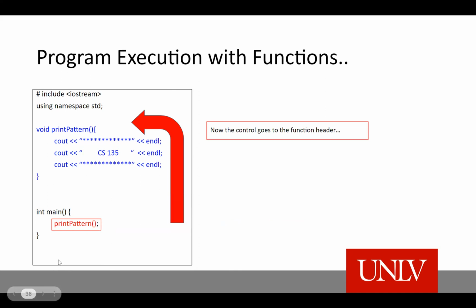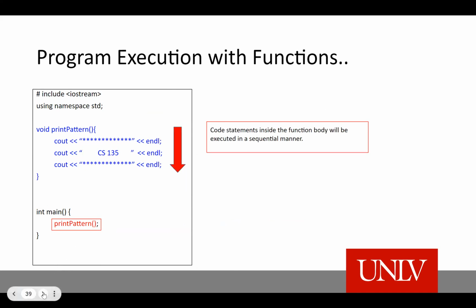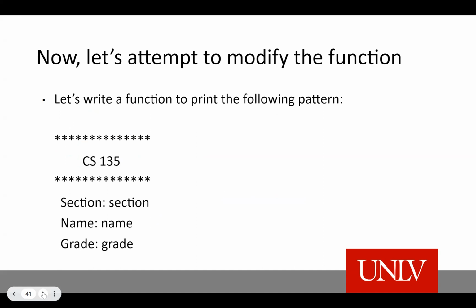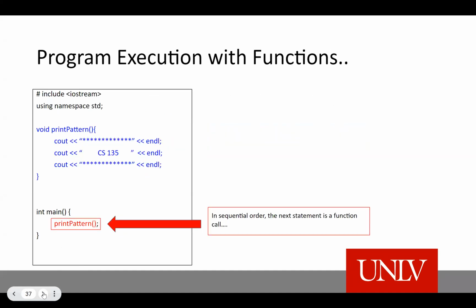Now the control of the program goes from the main function to the print pattern function. Inside the print pattern function, the computer will run the statements one after the other. It will print some stars to the screen, print CS135, and some more stars to end with. Then after executing the function, the control returns back to the main function and then done. So this is our first aspect of a function.